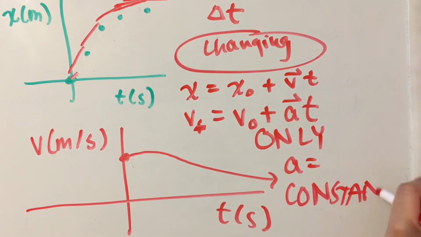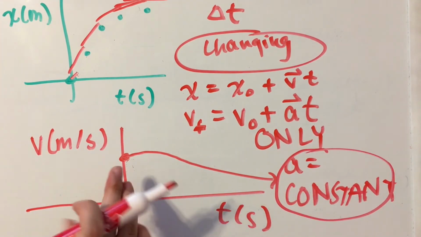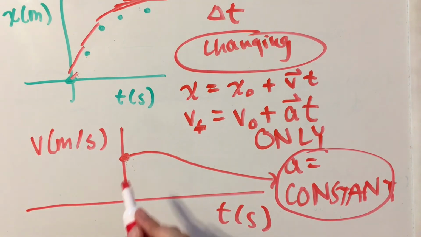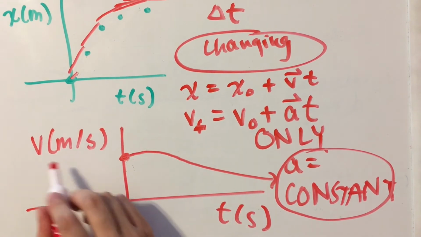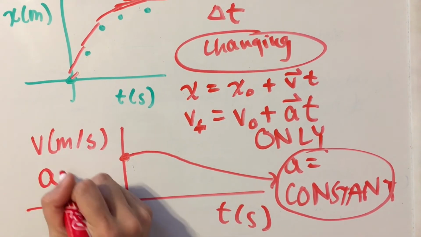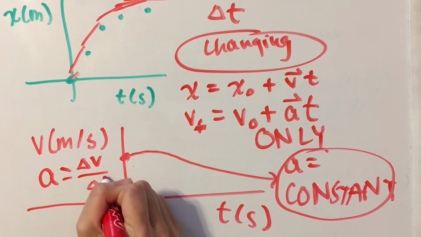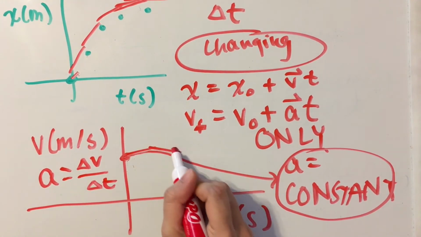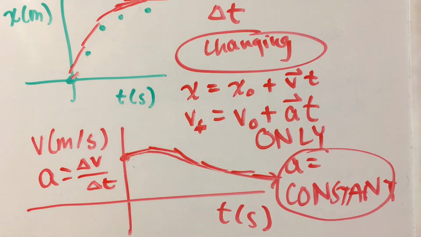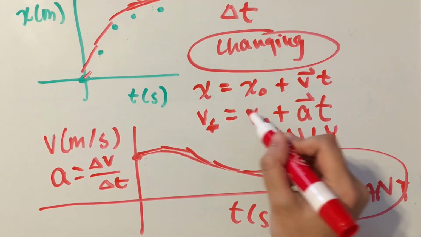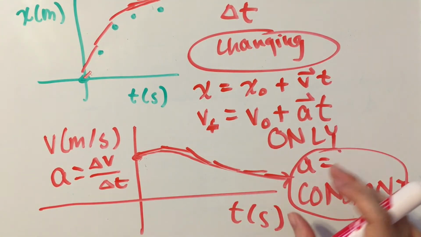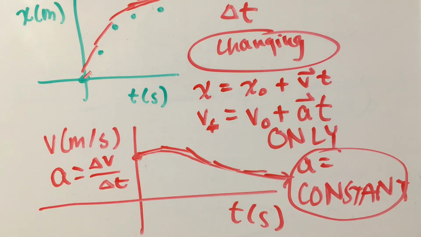So that's a very important thing to remember. So the acceleration must be the same. So here you can see that acceleration is not the same because acceleration is the slope of a velocity versus time graph. So acceleration equals delta v over delta t. So when we look at the slopes here, we see that the slopes are changing. It's almost zero, then it's going down, so it's negative. So acceleration is not constant here. So this equation is only used when acceleration is constant.